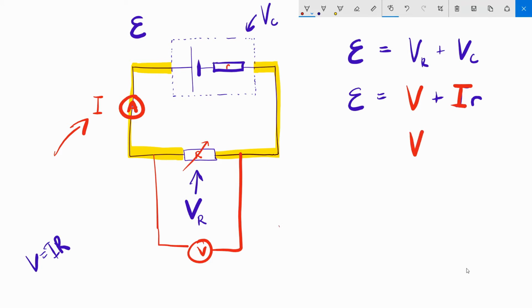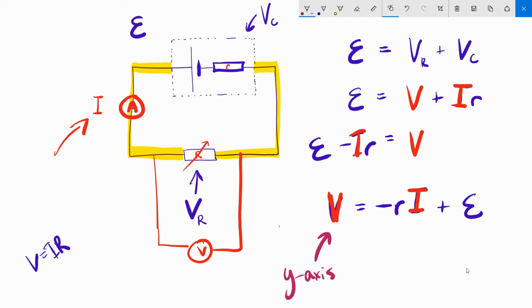So we do a little bit of rearranging. I'm going to move the Ir to the other side, like that. And then I'm going to write it in a different order. So now I'm going to have V is, I'm going to put the little r in front of the I, like that. This is all just rearranging. We measured the V, we measured the I.